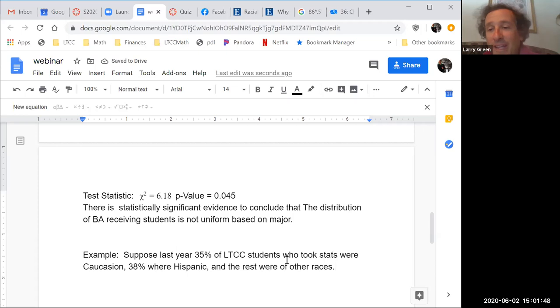Okay, I'm totally making this up. Don't quote me on any of this, but it feels about right. We have mostly whites and Hispanics at this college, and then a mix of other races. Okay.